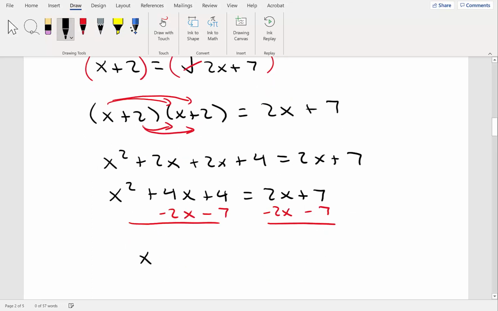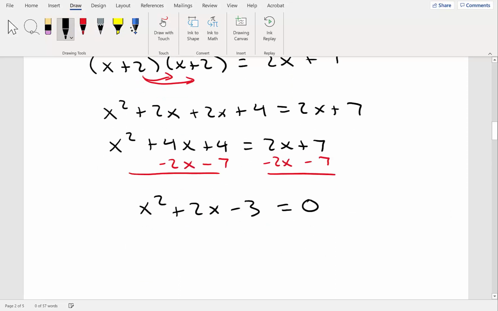So now I have x squared plus 2x minus 3 is equal to 0. And now I can factor. So two numbers that multiply give me negative 3 and add up to positive 2. We'll have x plus 3 and x minus 1.